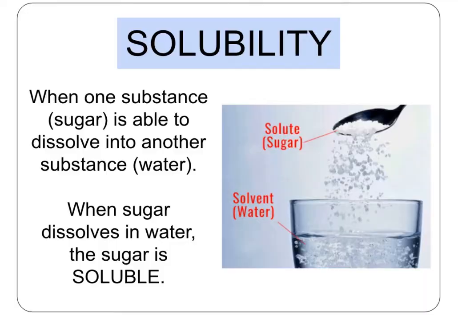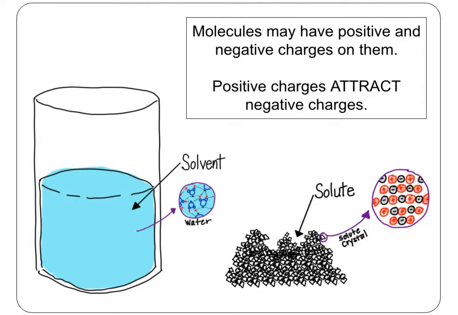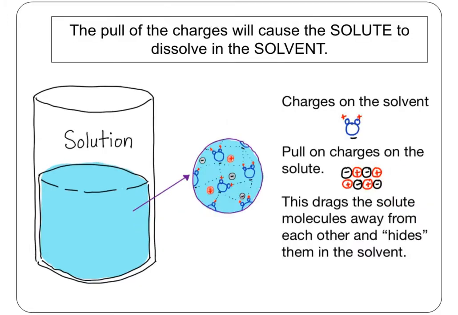Why does this happen? A solvent is usually a liquid, like water or alcohol or oil. Solvents are made of molecules. Some solvent molecules, like water, have positive and negative charges on them, like you can see in the diagram. A solute is also made of molecules. Some solute molecules have positive and negative charges on them too. Positive charges are attracted to negative charges, so when we put them together, the charges on the solvent will pull on the charges on the solute. This drags the solute molecules away from one another and hides them in the solvent. The solute is soluble and dissolves in the solvent.